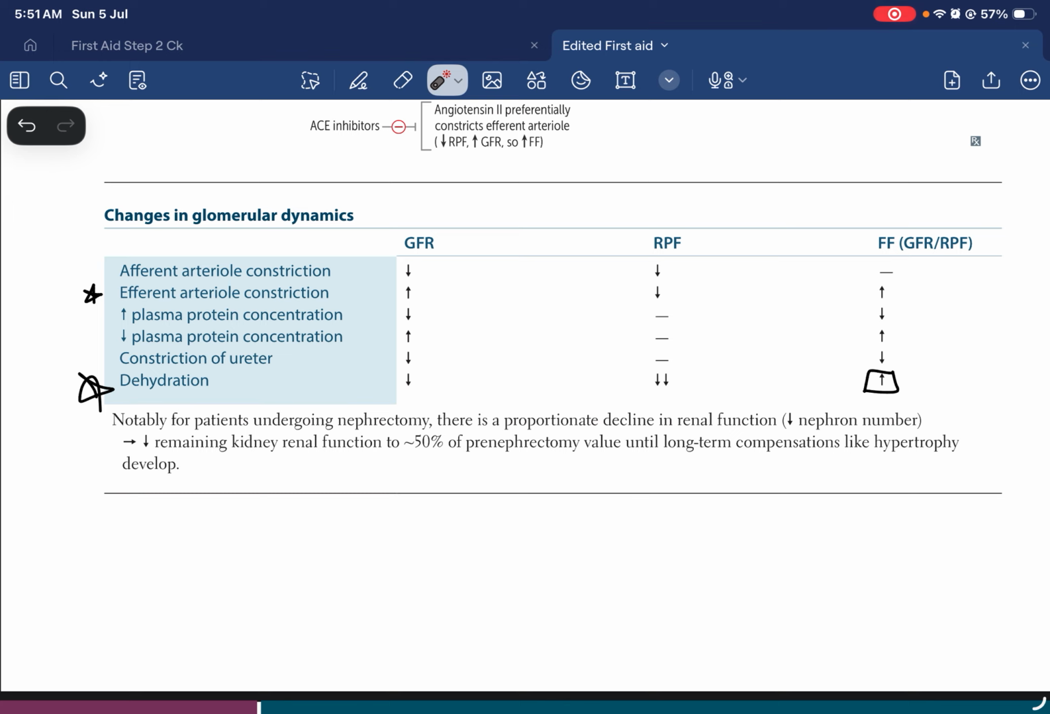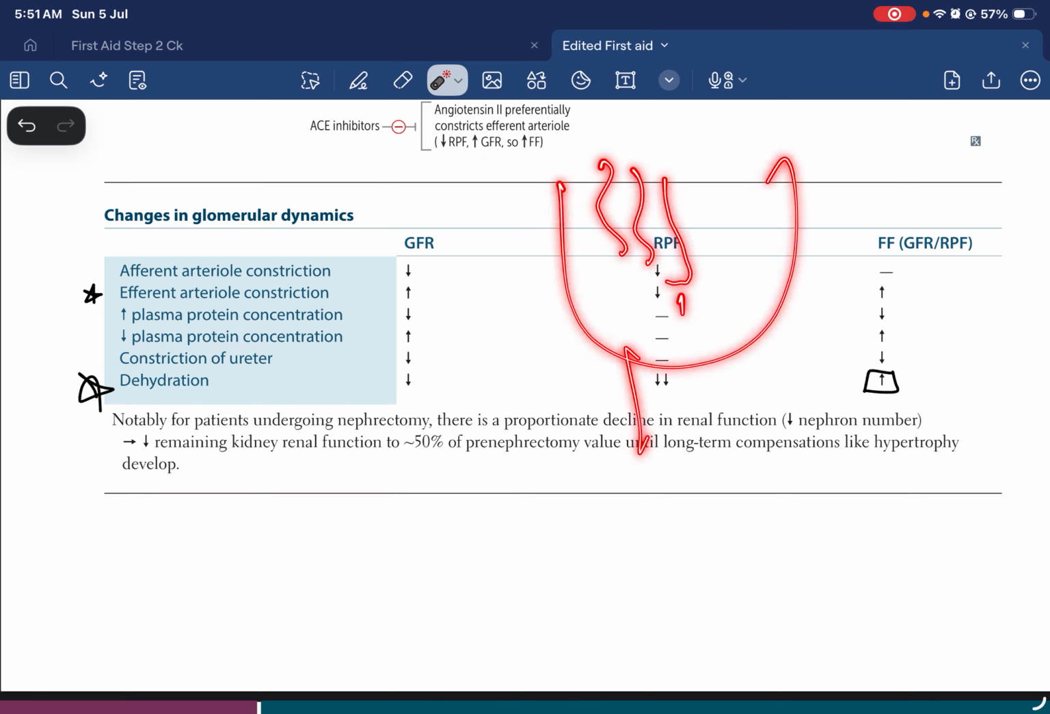Plasma protein concentration, which means the fluid within the blood vessel. If there is more protein inside, the GFR is going to decrease because the fluid is going to be attracted toward the proteins. If we're talking about a decrease in plasma protein concentration, most of the fluid is going to be entering into the glomerular capsule, which means that the GFR is going to increase.